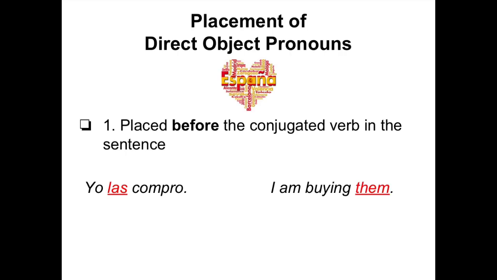In order to use direct object pronouns correctly in a sentence, you need to know where to place a direct object pronoun after you have figured out which word you will be using. Direct object pronouns are placed before the conjugated verb in a sentence. Las will be placed after the subject yo and before the verb compro, which is the conjugated verb. Yo las compro means I am buying them.